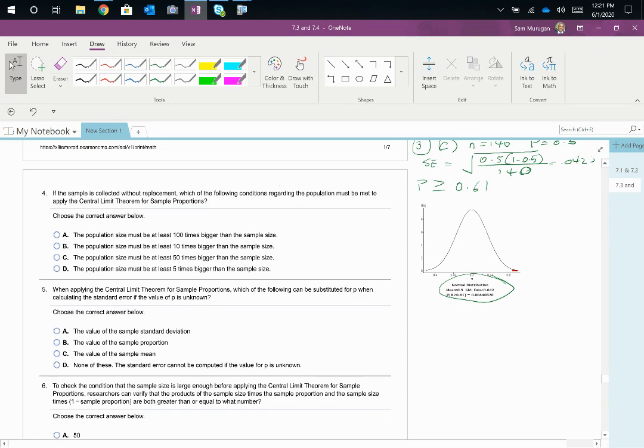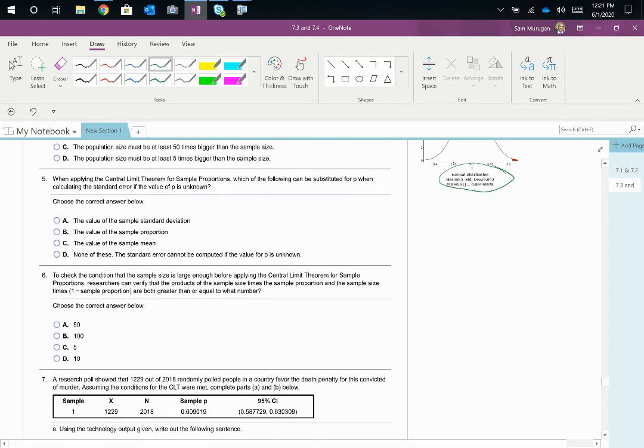Question 4. If a sample is collected without replacement, which of the following conditions regarding population must be met to apply the central limit theorem for sample proportions? So the population must be at least 10 times bigger than the sample size. Okay. When applying the central limit theorem for sample proportions, again, which of the following can be substituted? I did this in the notes with you. Hopefully you guys remember that you can substitute the sample proportion.